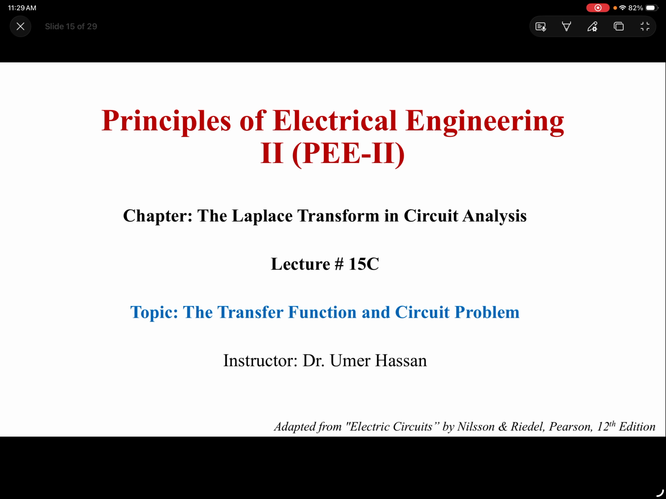In this part of the lecture, we are going to do the transfer function and a circuit problem. Transfer functions are very important. We're going to define what a transfer function is, why it is useful, and then we're going to do an example problem. They're very useful because at the end of this chapter, we're going to carry over these concepts to design filters. A very important concept. Okay, so let's get started.